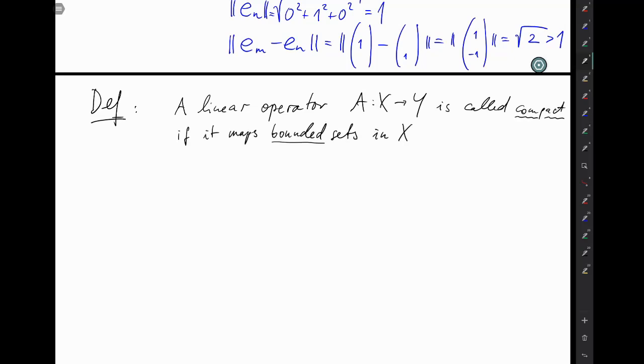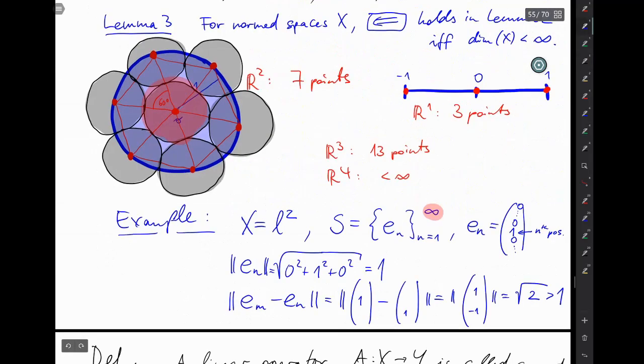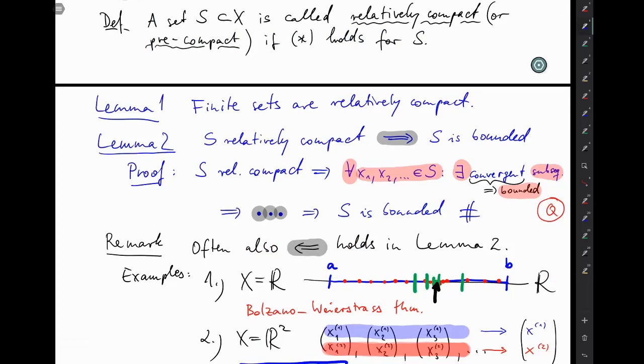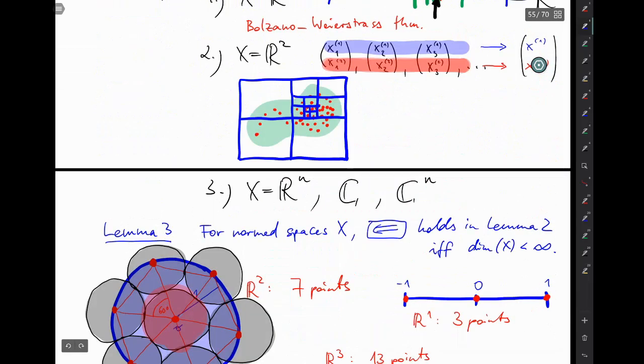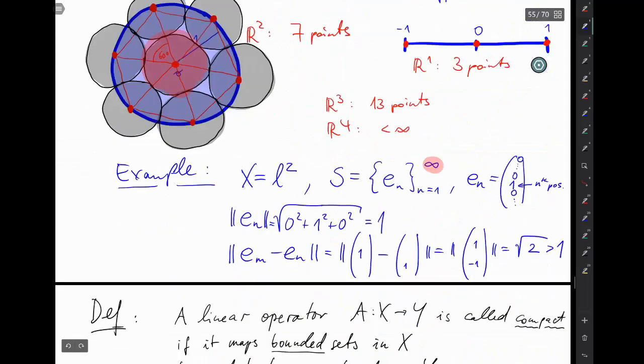sets in X to, and now here's the thing, relatively compact sets in Y. So recalling our lemma 2, we have that relatively compact sets are bounded. And recalling lemma 3, we have that in finite dimensional setting also the other direction holds.